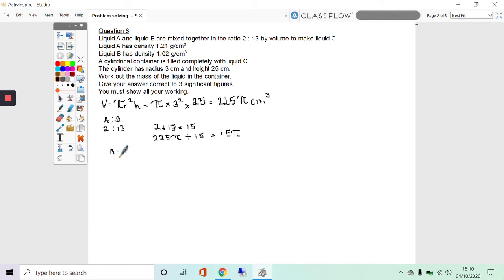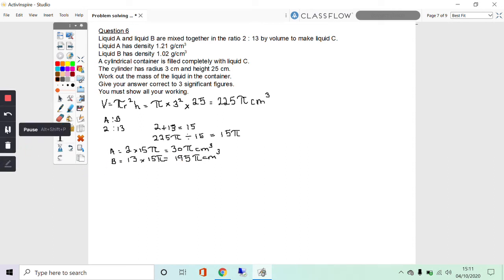So the amount of liquid A I want is going to be 2 parts of the ratio. So that's going to give me 2 times 15 pi, which is 30 pi. And the amount of liquid B I want is 13 parts of the ratio. And 13 times 15 pi will give me 195 pi centimetres cubed. And I can check that I've split that ratio up correctly, because 195 pi plus 30 pi is 225 pi.